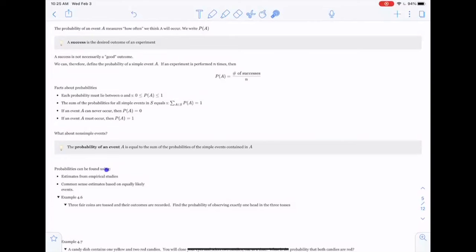We can estimate it using empirical studies, right? That's how, for example, the probability of weather happens. They look at how similar weather events happened given similar circumstances, and they make predictions based on that. Or we can make common sense estimates based on equally likely events. That is more of the way that we will be looking at events, right? A lot of events that we talk about are going to be equally likely. So we can just use simple division to figure this out.